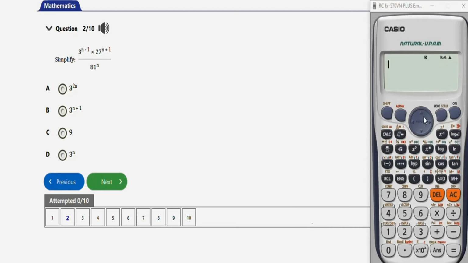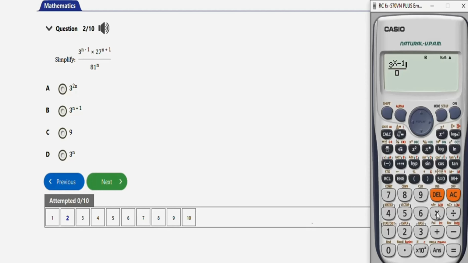Alright, so let's simplify what we have there. We have in fraction 3 to the power n. Let's replace our n with x. Alpha x minus 1. Okay, come down.